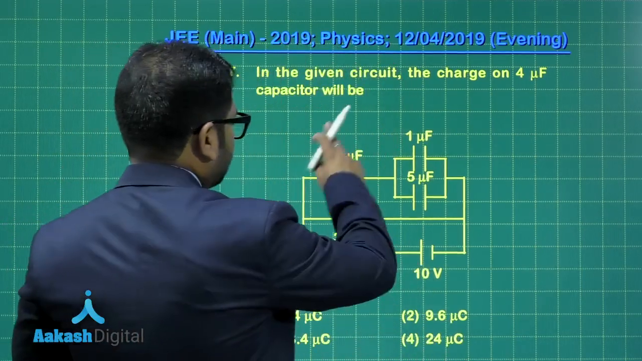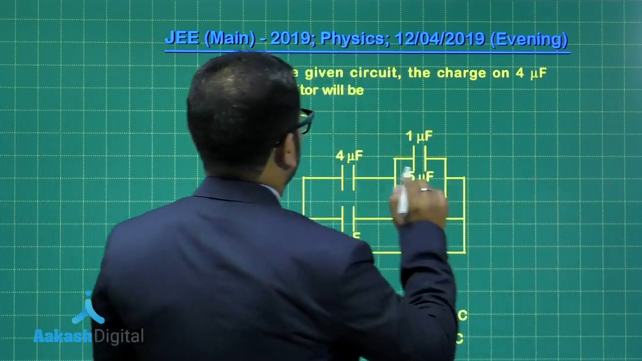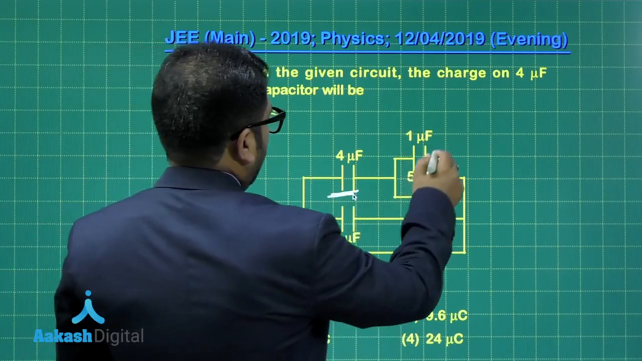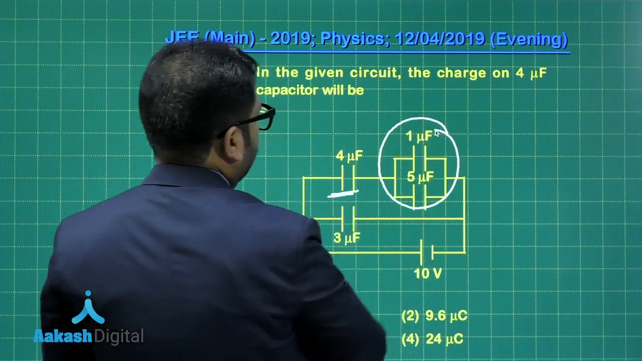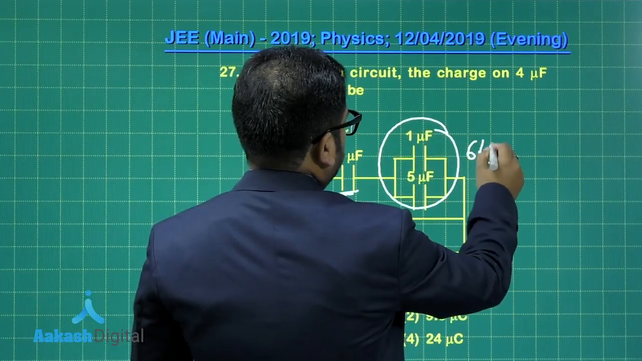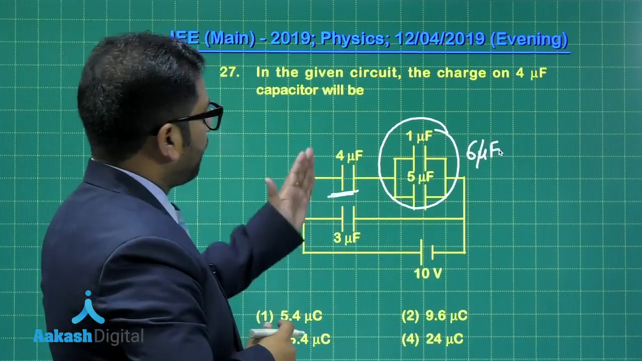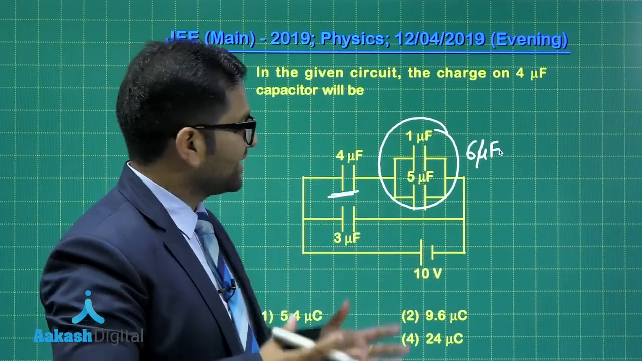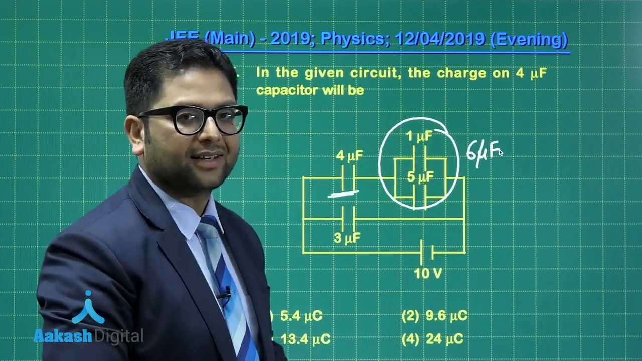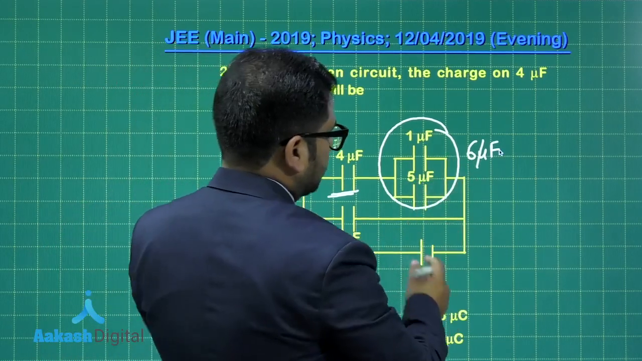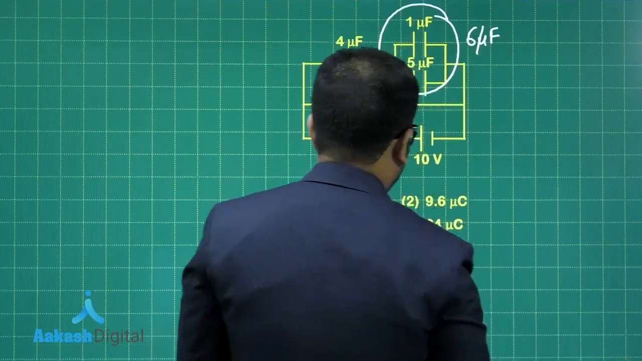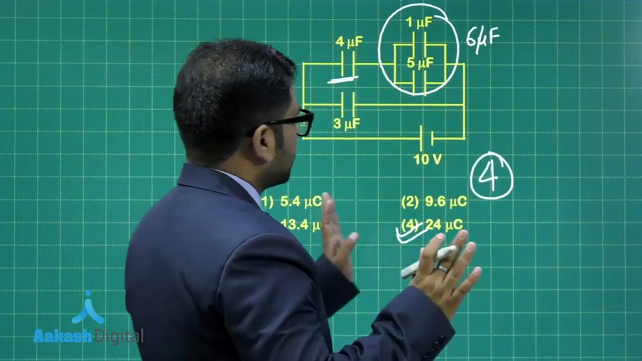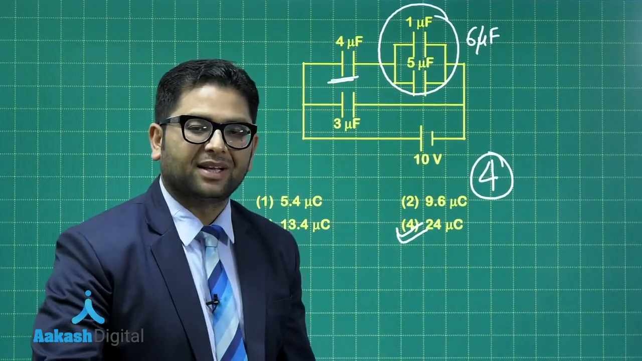Now let's see, this is the circuit here and the question requires to calculate the charge on the 4 microfarad capacitor here. Now let's say this is 5 and 1 in parallel, so that will be 6 microfarad, right? And 4 and 6 microfarad, what would be the series combination? That's certainly going to be 2.4 microfarad. And that is fed across by 10 volt, so the charge has to be 24 microcoulomb. So option number 4 is the correct option. That was very straightforward, a nice bonus. Let's go to the next.